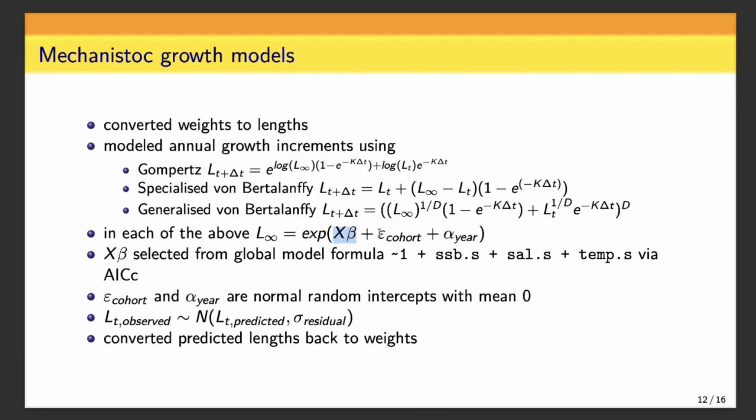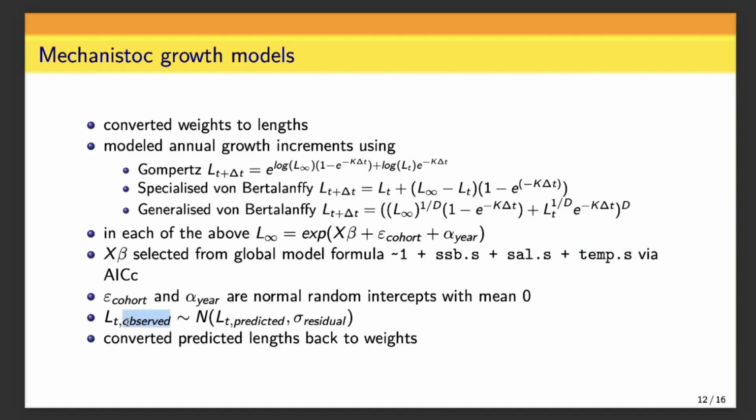Yeah, so x beta is your fixed effects, and then we're always including the random effects. Similar to the last one, we have cohort and year as random effects. They're normal random intercepts with mean 0, and they each have a variance. And for the fixed effects, we selected them from a global model formula where there's an intercept and then the SSB scaled and salinity scaled and temperature scaled. And so I'm trying all subsets of that global model. I'll show you that in the next part.